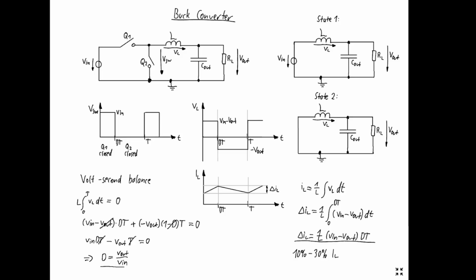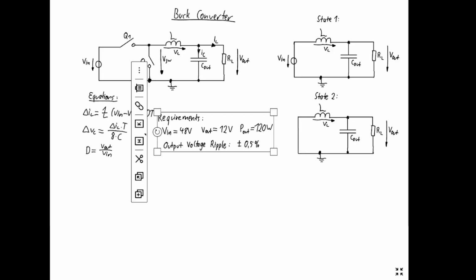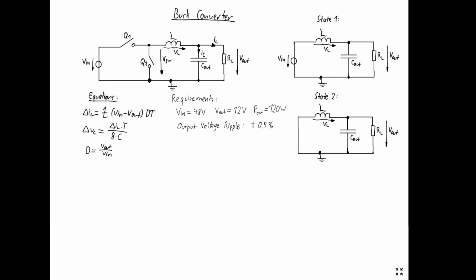And then we have the result, which shows the required duty cycle for an output voltage and the given input voltage. Now let's come to our design example. Here are the equations we just derived, and those are the requirements for this buck converter. I chose an input voltage of 48 volts, an output voltage of 12 volts, an output power of 120 watts, and I want the output voltage ripple to be below plus minus 0.5% of the output voltage.